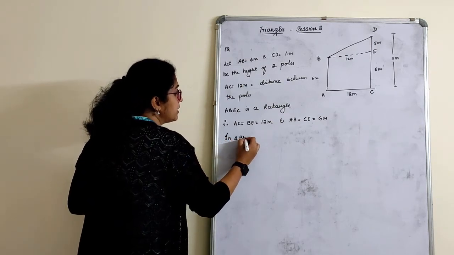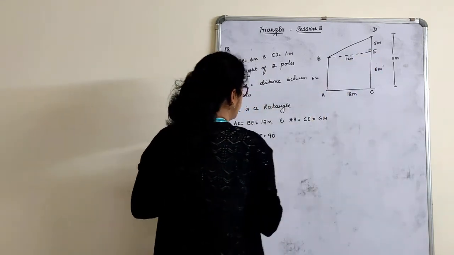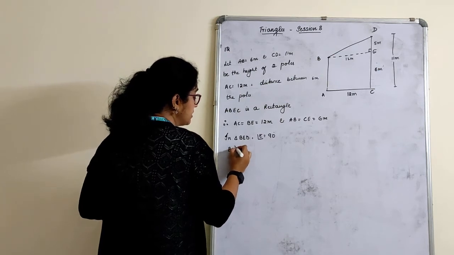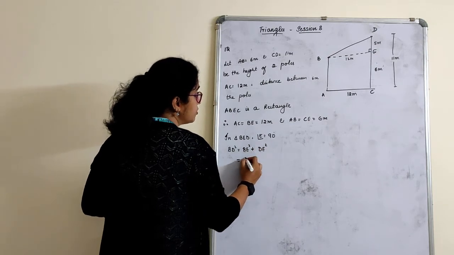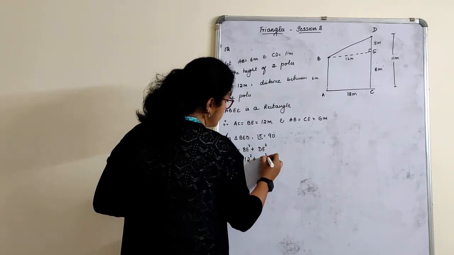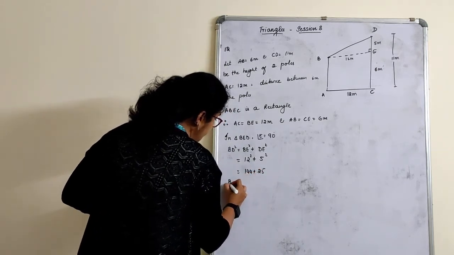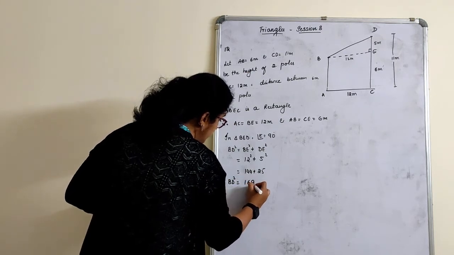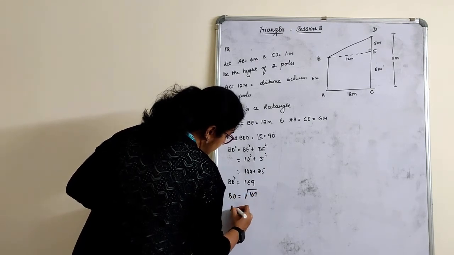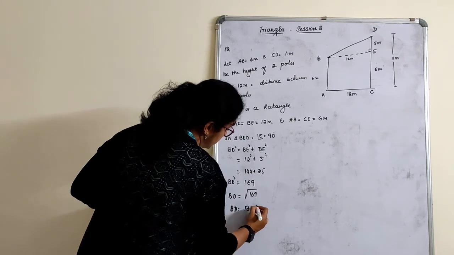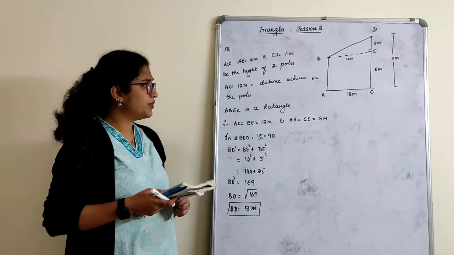In triangle BED, angle E is equal to 90. When we talk about pole, they are always perpendicular. So, BD square is equal to BE square plus DE square. So, BE is 12 square plus 5 square, 144 plus 25. So BD square is equal to 169, BD is equal to root 169 and BD is equal to 13 meter. Therefore, distance between their tops is 13 meter. A very simple sum, children.